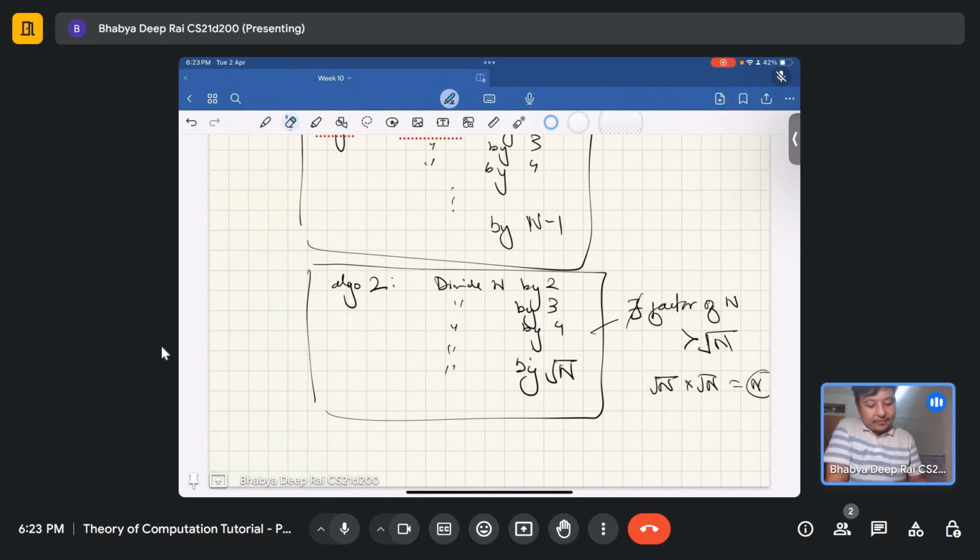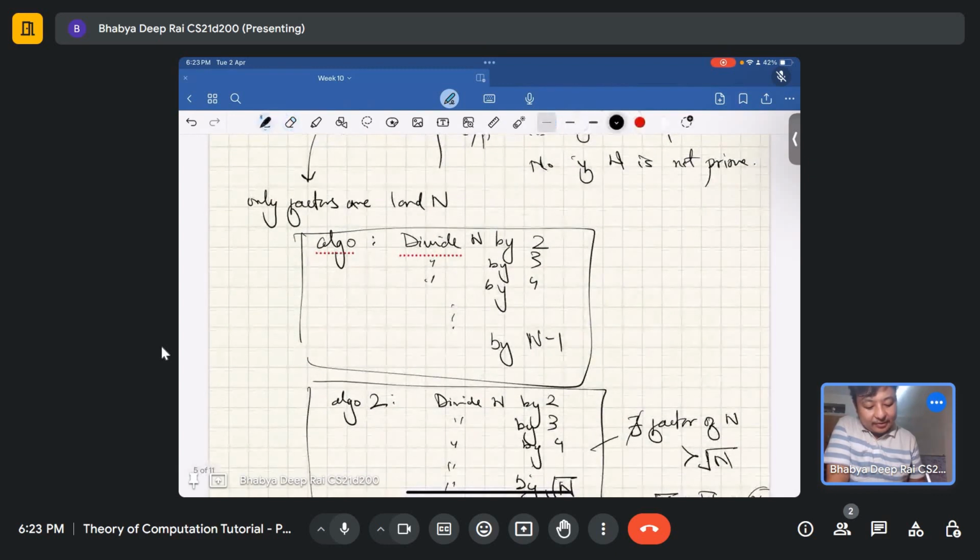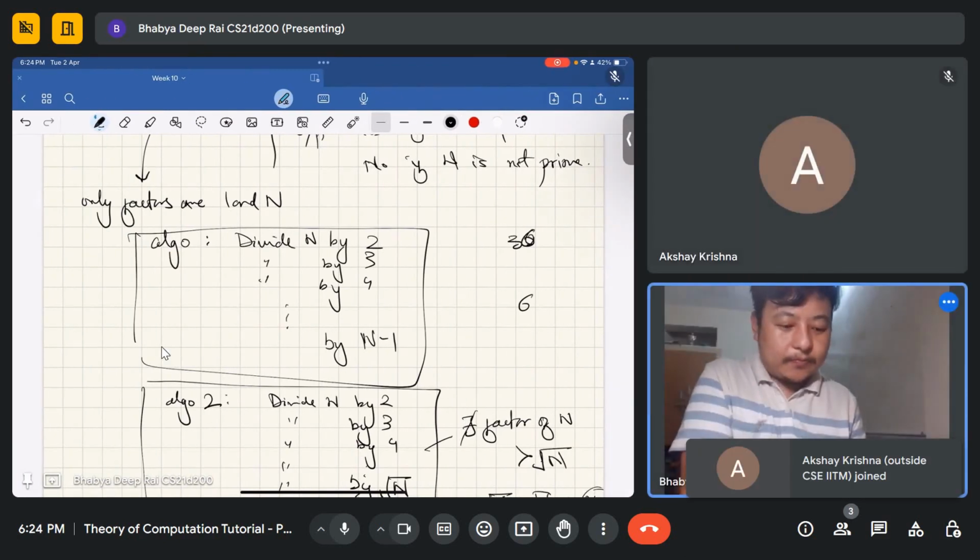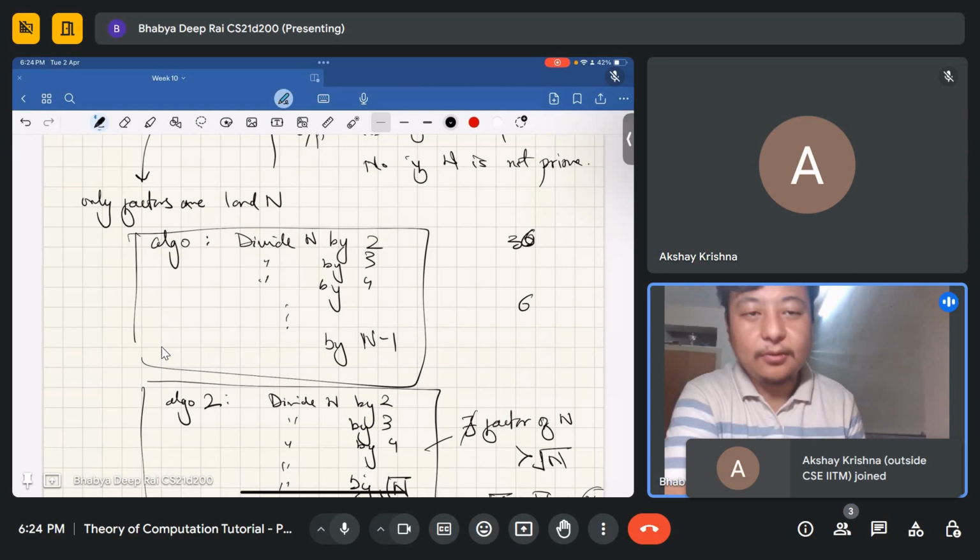So for example, if I want to check whether 36 is a prime or not, I need only to check until 6.